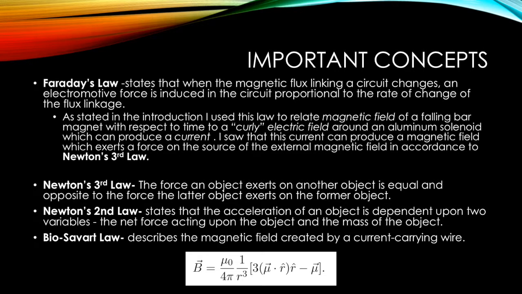Another important concept would be Newton's second law, which states that the acceleration of an object is dependent on 2 variables, the net force acting upon the object and the mass of the object. Those, along with the Biot-Savart law, which describes the magnetic field created by a current-carrying wire, as seen in this equation, which will relate to our model, will all be seen in my computational model.